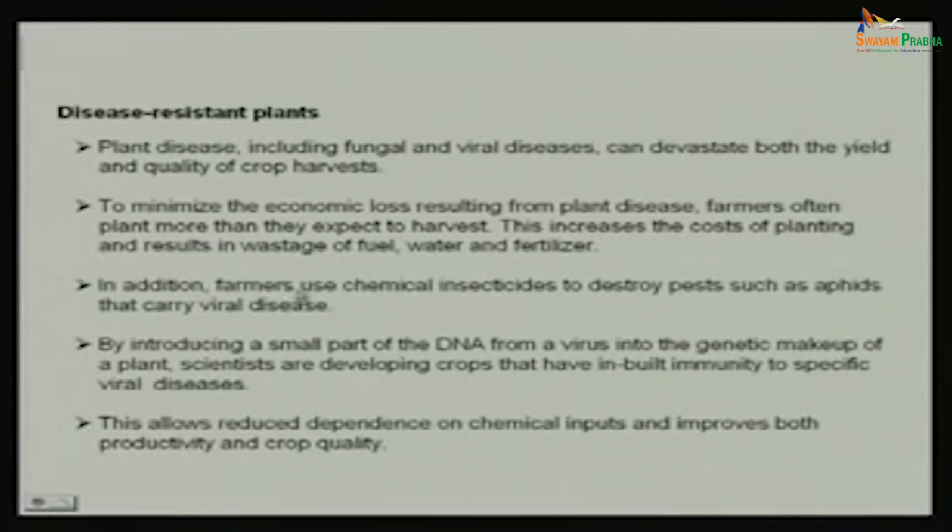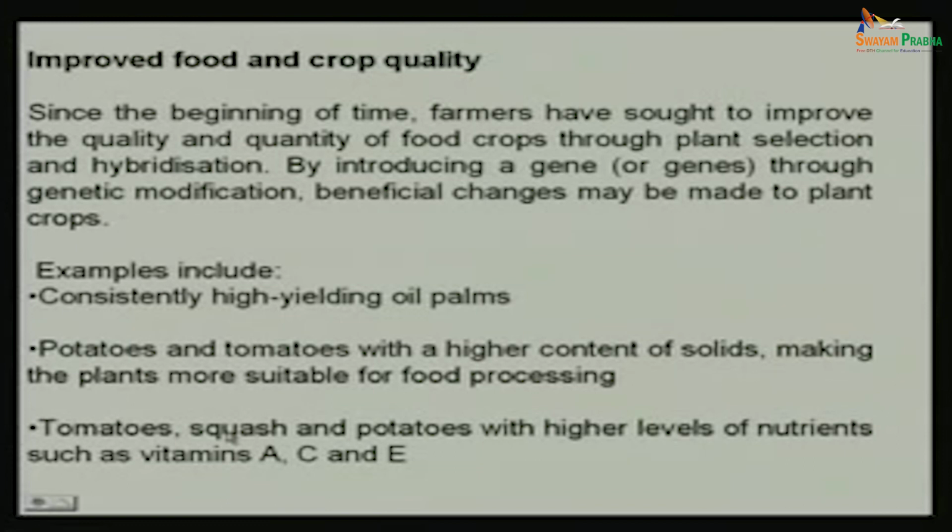In addition, farmers use chemical insecticide to destroy pests such as aphids, which carry the viral diseases. Now, by introducing a small part of DNA from the virus into the genetic makeup of the plant, the scientists are developing crops that have inbuilt immunity to such viral diseases. This allows reduced dependence on chemical input and improves both the productivity and crop quality. So, these are some of the techniques.